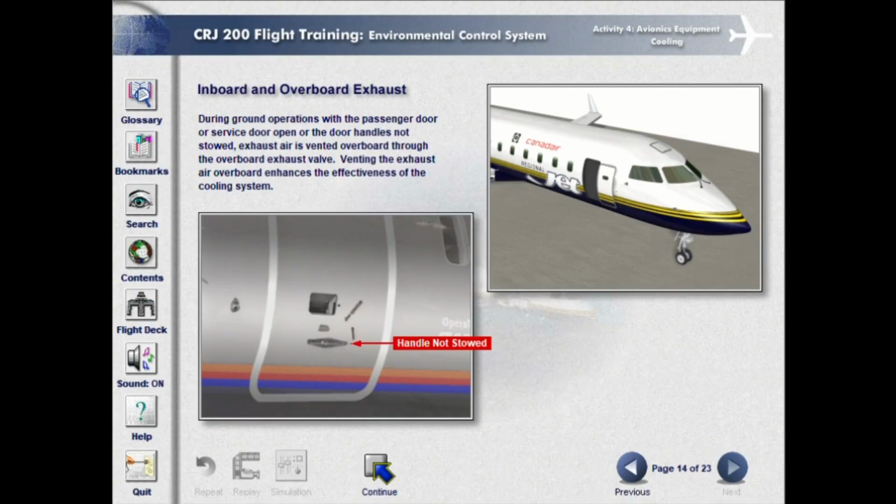inboard and overboard exhaust. During ground operations with the passenger door or service door open or the door handles not stowed, exhaust air is vented overboard through the overboard exhaust valve. Venting the exhaust air overboard enhances the effectiveness of the cooling system.